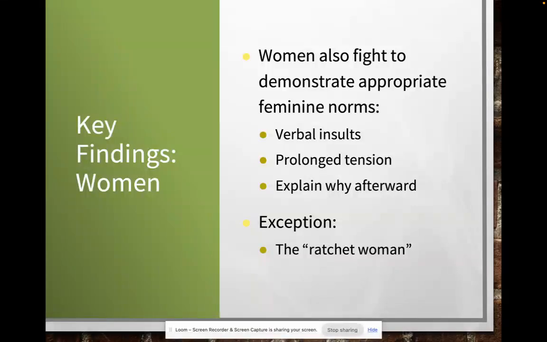The exception here was what people referred to as the ratchet woman. So if a woman self-identified as quote unquote being ratchet or quote unquote not very classy, then she maybe didn't do all of these things. But the majority of the women that these participants had seen get into these physical fights, they had to explain and justify their participation because it isn't this traditional feminine thing. And they were also getting into these fights in very feminine ways. I would also argue that things like verbally assaulting someone and getting into some sort of verbal altercation beforehand, that's coded as much more feminine than getting into a physical fight, which is coded as masculine.